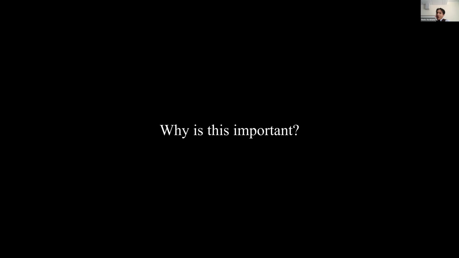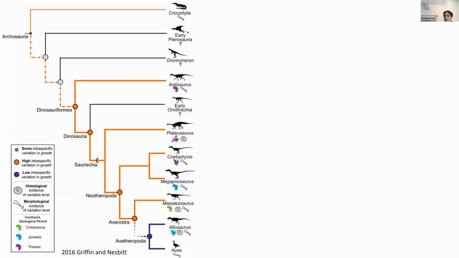All right. Again, why is documenting all this variation important? Well, in 2016, Griffin and Nesbitt were able to show that across archosaurs, the ancestral condition that was inherited from amniotes is a condition of high intraspecific morphological variation, with only a few theropods and birds exhibiting reduced variation. And now we can confidently say that we can also add speedos in to demonstrate that they also have high rates of variation, filling in the gaps for this critical family.